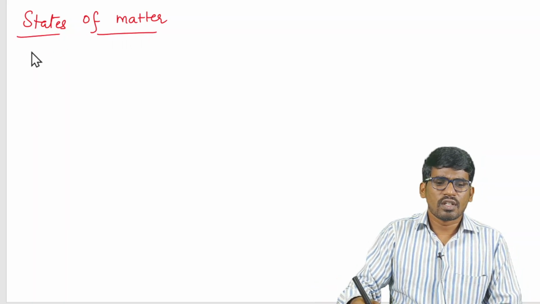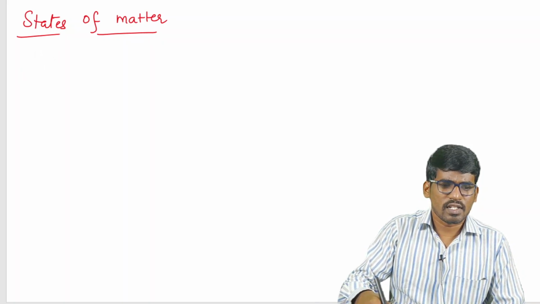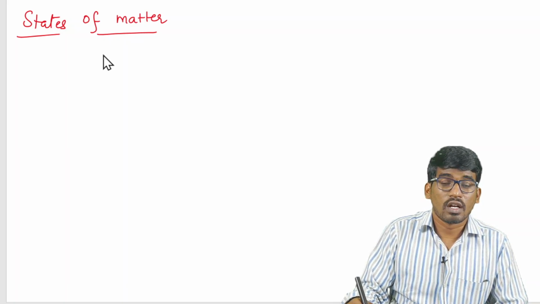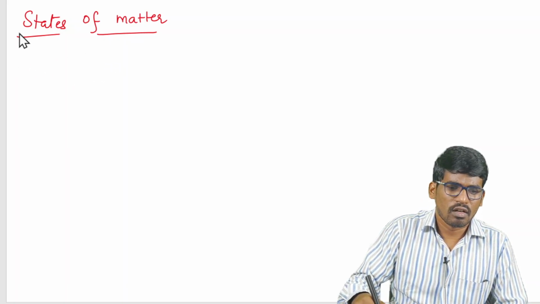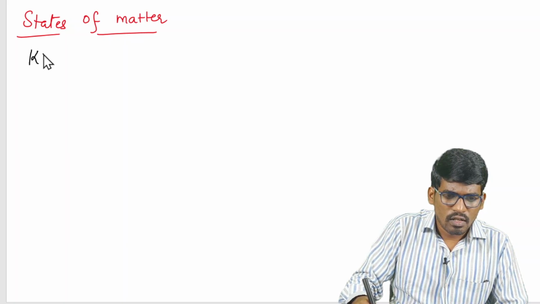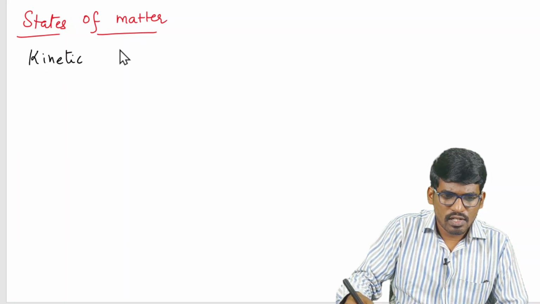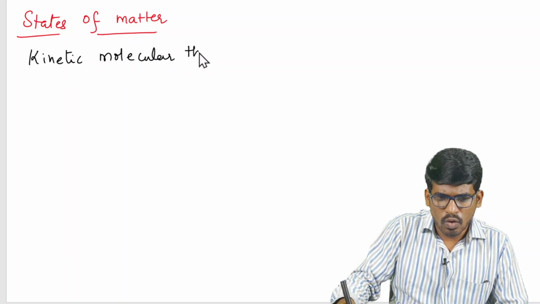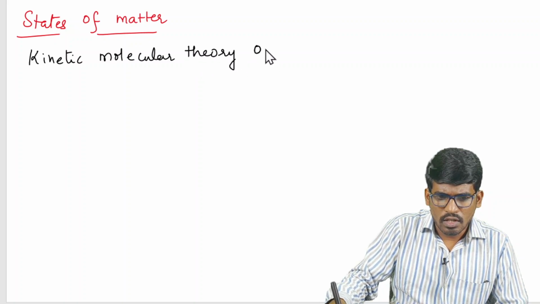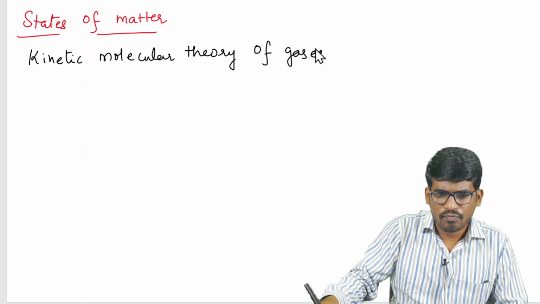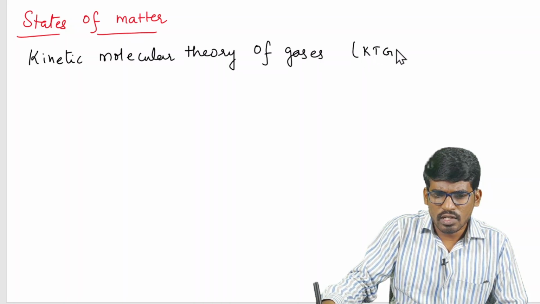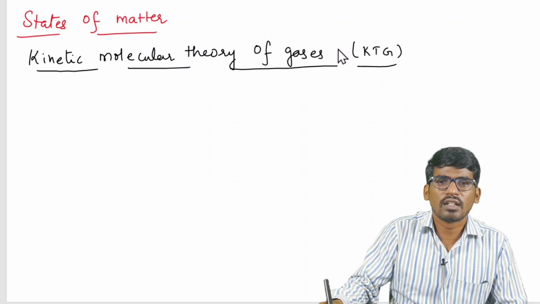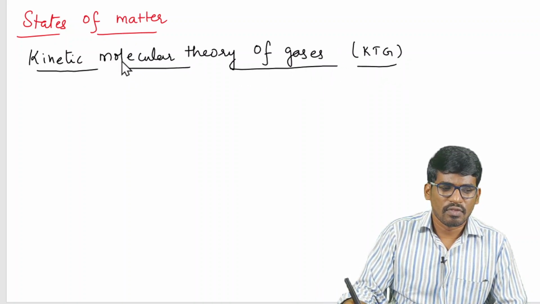Already in the previous lecture, we are done with gas laws as well as Graham's law of diffusion, Dalton's law of partial pressure. All those topics are done. Now we are doing kinetic molecular theory of gases. For the sake of convenience, we call it KTG. KTG is nothing but kinetic molecular theory of gases.